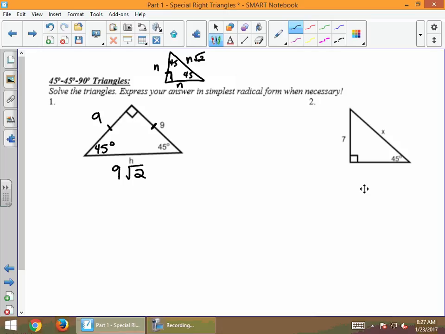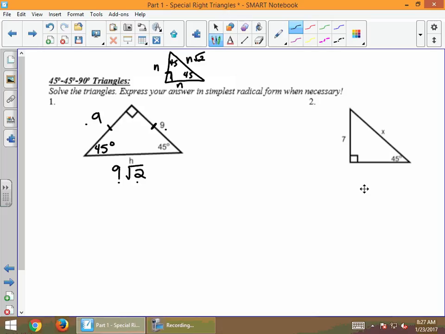And whatever one leg is, so this leg is 9, the other leg is also going to be 9. Take whatever your leg is in a 45, 45, 90, and you write radical 2 next to it to get your hypotenuse. And that's it. Not a lot of calculating and math going on here. You just have to be able to look at that diagram and fill in the missing parts. Okay? And it's nice. You don't have to memorize these diagrams.